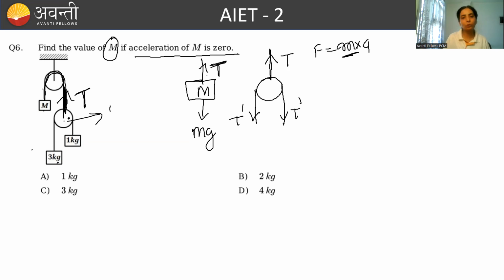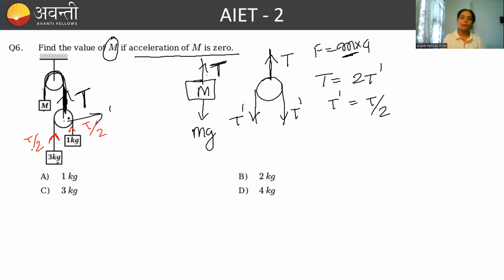So here if you write, T equals 2T dash. So T dash will be equal to how much? T by 2. If here the tension is T, then here the tension will be T by 2. So the tension force acting on the 1 kg and 3 kg bodies will be T by 2. Now how can we solve it? We have to calculate the value of M. This whole system will not accelerate, but inside the system 3 kg and 1 kg will accelerate.